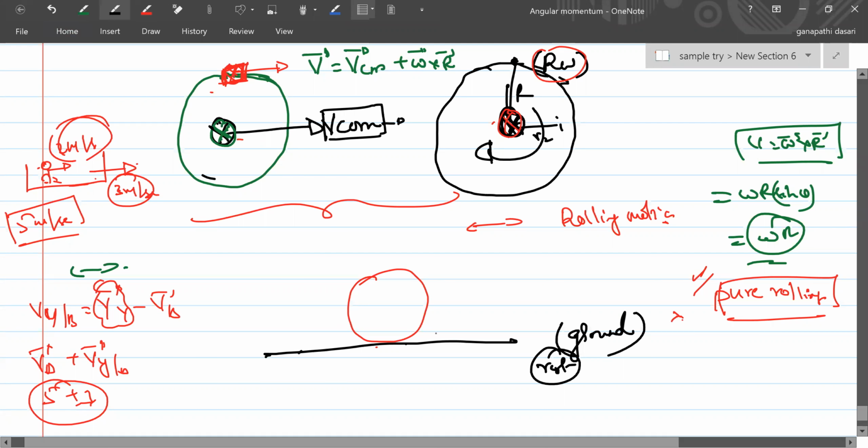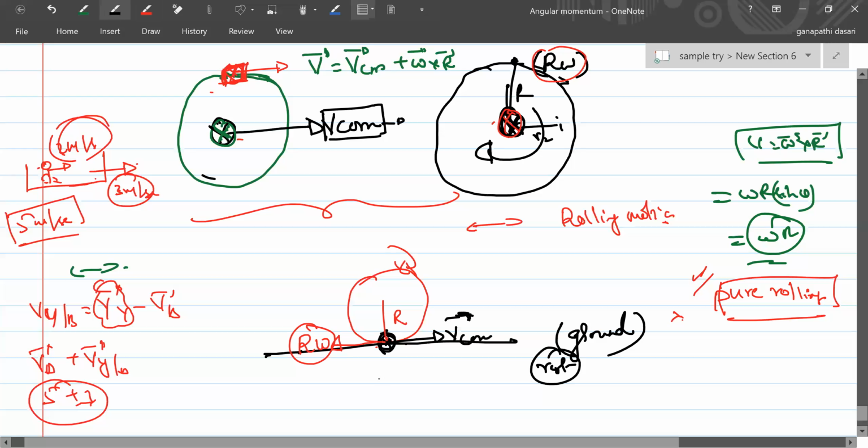In pure rolling, the particle that is in touch should not relatively slip. It should not have relative velocity. If the ground is at rest, this particle should also be at rest, right? Now, suppose it has radius r, this particle will have r omega speed in the left direction, rotating clockwise. But this particle will also have v center of mass, because the entire body is going with the center of mass in the forward direction.